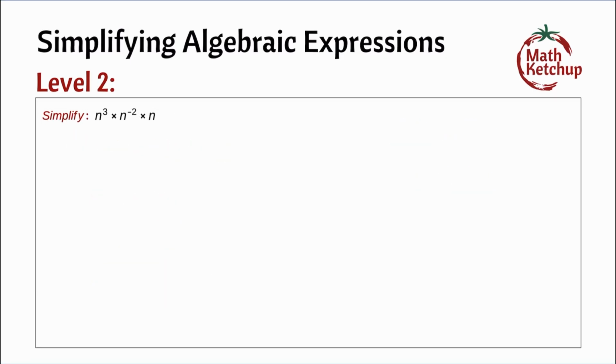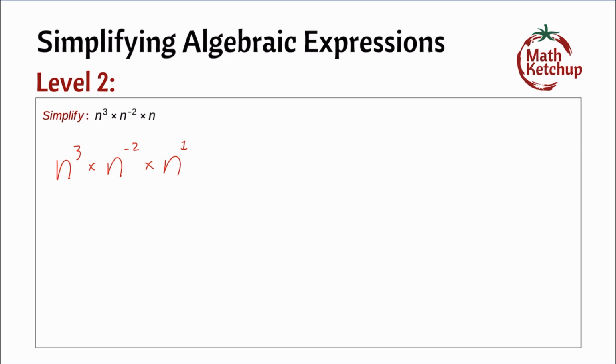All right, for level 2, we have an example where we are multiplying variables together, and these variables have different exponents on them. They do have the same base, but the exponent is different. So we have n cubed multiplied by n to the minus 2 multiplied by n. If there is no exponent on the variable, then we know that it is simply a 1, n to the power of 1. Now there's no addition or subtraction here, so we don't need to worry about like terms.